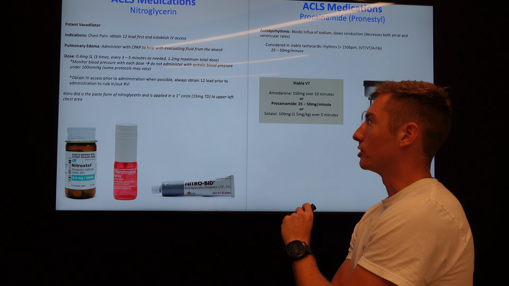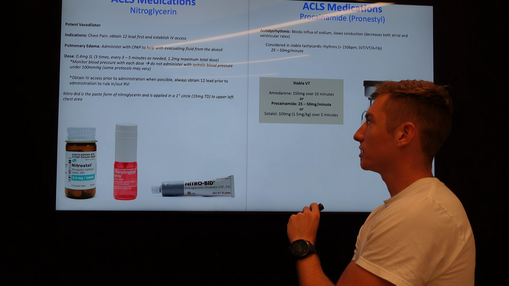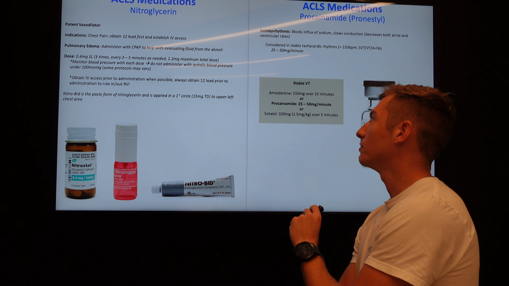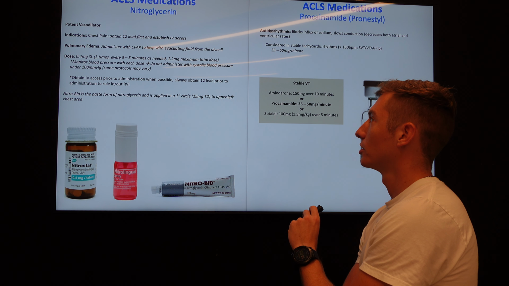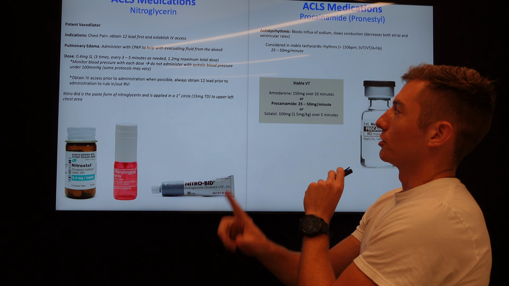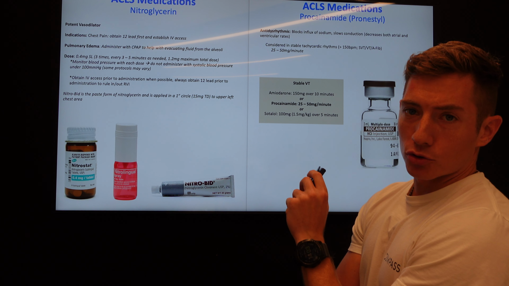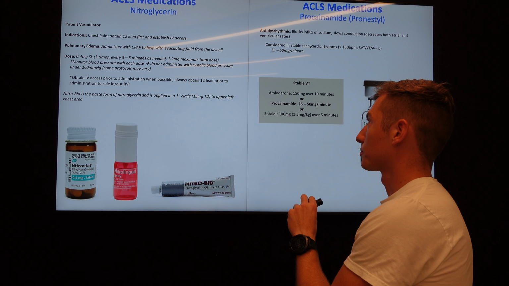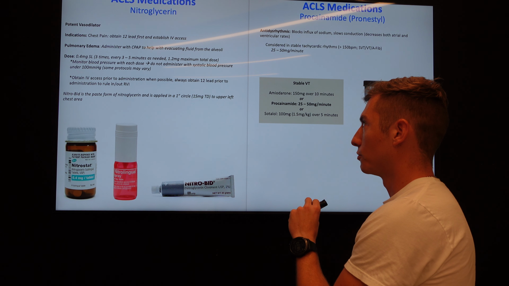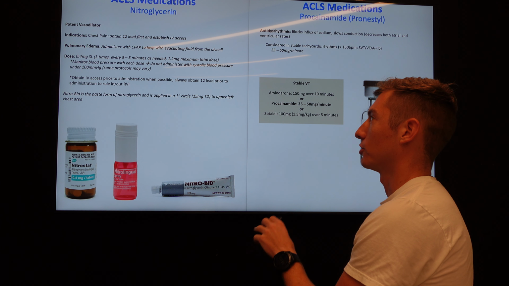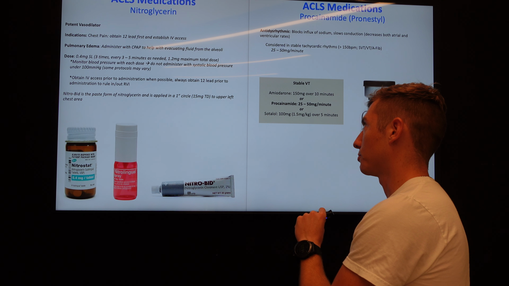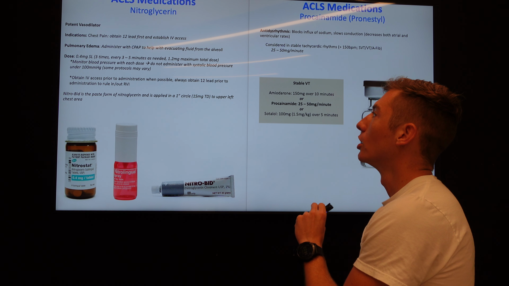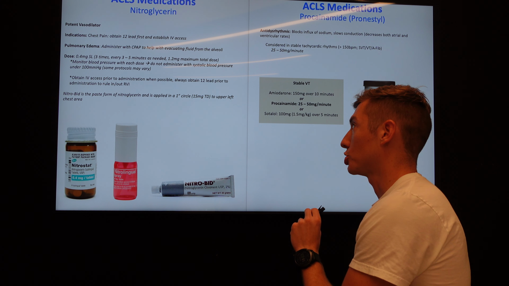Dose 0.4 milligram, 3 times, every 3 to 5 minutes as needed. 1.2 milligram max of our total dose. Yeah, so the sprays that we have are 400 micrograms or 0.4 milligrams. We don't want to go too far because we don't want to bottom out their blood pressure and dilate it too much. Monitor blood pressure with each dose. Don't administer with systolic blood pressure under 100 millimeters Hg.